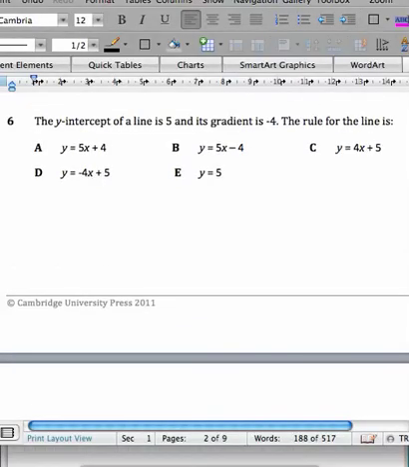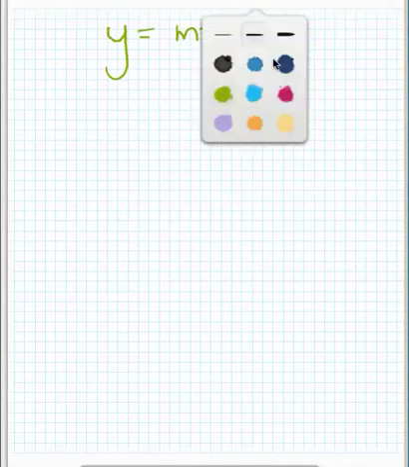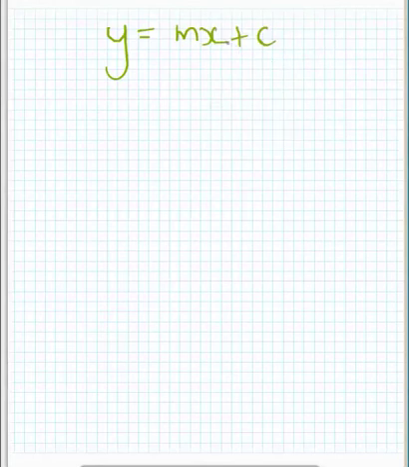Now question 6 asks us the y-intercept of a line is 5 and the gradient is negative 4. The rule also means equation. So the equation for a line is, this one's pretty easy because we know that the equation of a straight line can always be written in the form of y equals mx plus c. And we know sometimes an x may not be there or a y may not be there, but it's still similar. So m, we know, is the gradient, and c is the y-intercept.